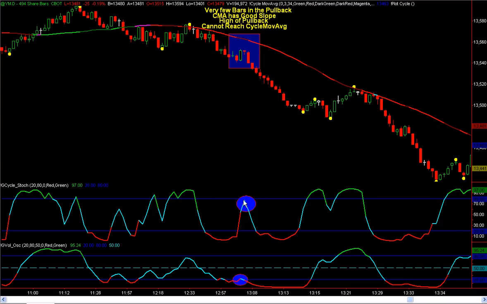We had a G cycle stochastic signal. It was actually a little even weaker than some of the other signals because it could not even make it above the 80 mark. But notice this, the G volume oscillator was very low and hooked down. All the setups for a good trade, and we had a nice move down. These are the cherry pick trades to take.